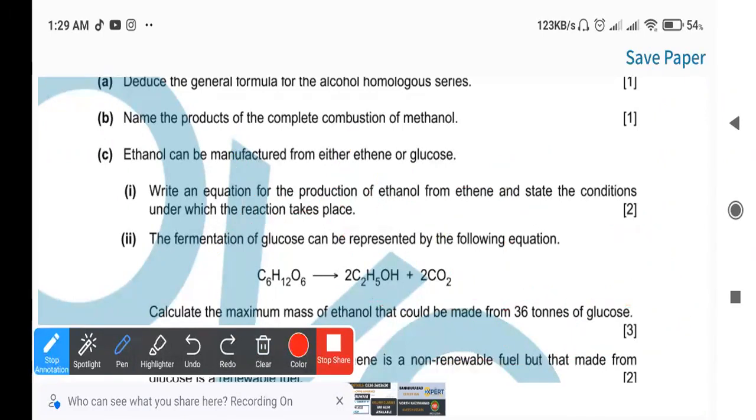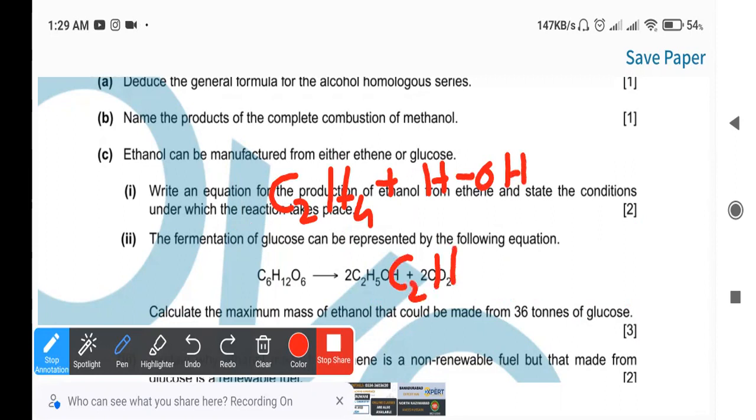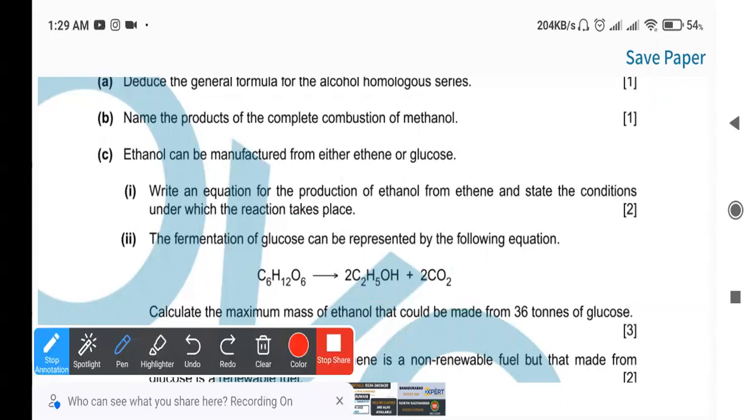Same thing goes here, C2H4. We are writing water as HOH. So we'll get finally C2H5OH. This H gets added here. This is the similar reaction of water or steam with any other alkene. So here, ethanol from ethene and steam, and the conditions, we have already written.